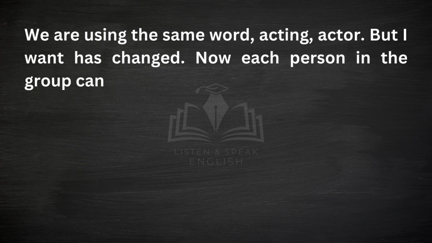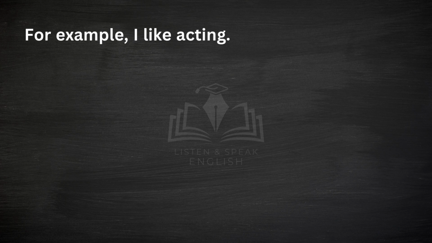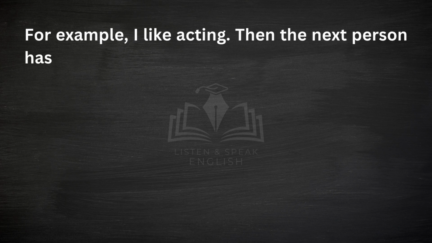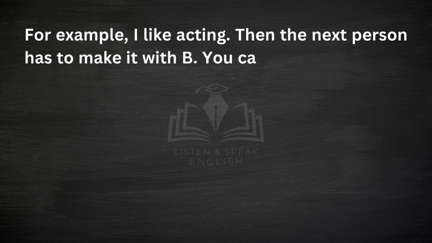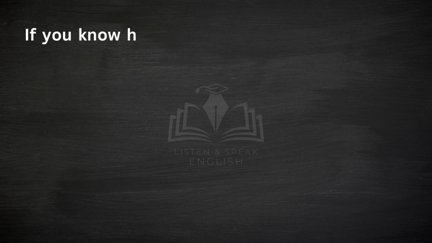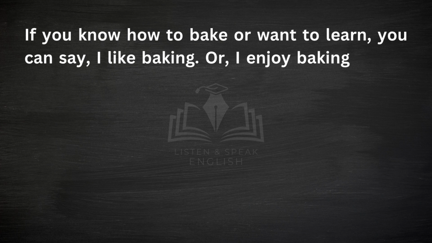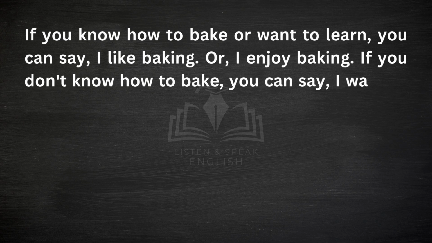Now each person in the group can say one. For example, I like acting. Then the next person has to make it with B. You can say, I like baking. Baking means making cakes. If you know how to bake or want to learn, you can say, I like baking, or I enjoy baking. If you don't know how to bake, you can say, I want to learn baking.